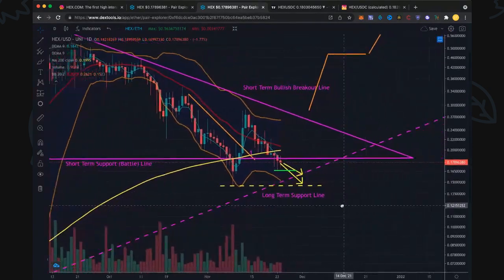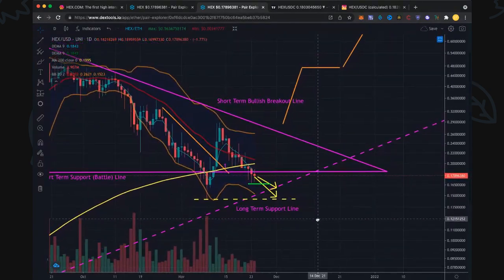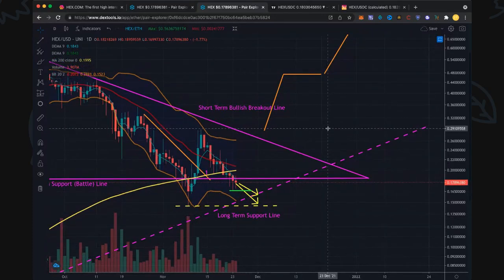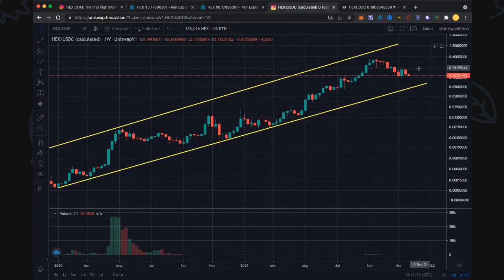So let's have a quick look at the price prediction moving forward. Before we do that, we're going to jump to the log scale. Let me just pull that up. You can see on the log scale, we are still quite a mile away from the long-term trend.